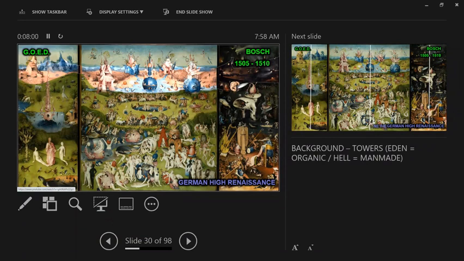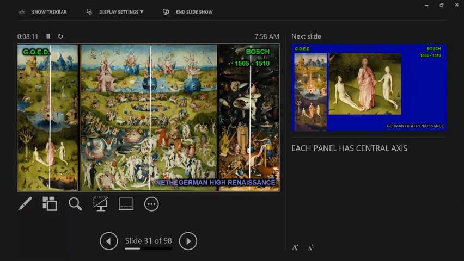The buildings are all organic in the background, those towers. And then in the hell panel, they're all man-made. It looks like they're skyscrapers. In each of these panels, it is divided down the middle. We have equally balanced compositions in each one.